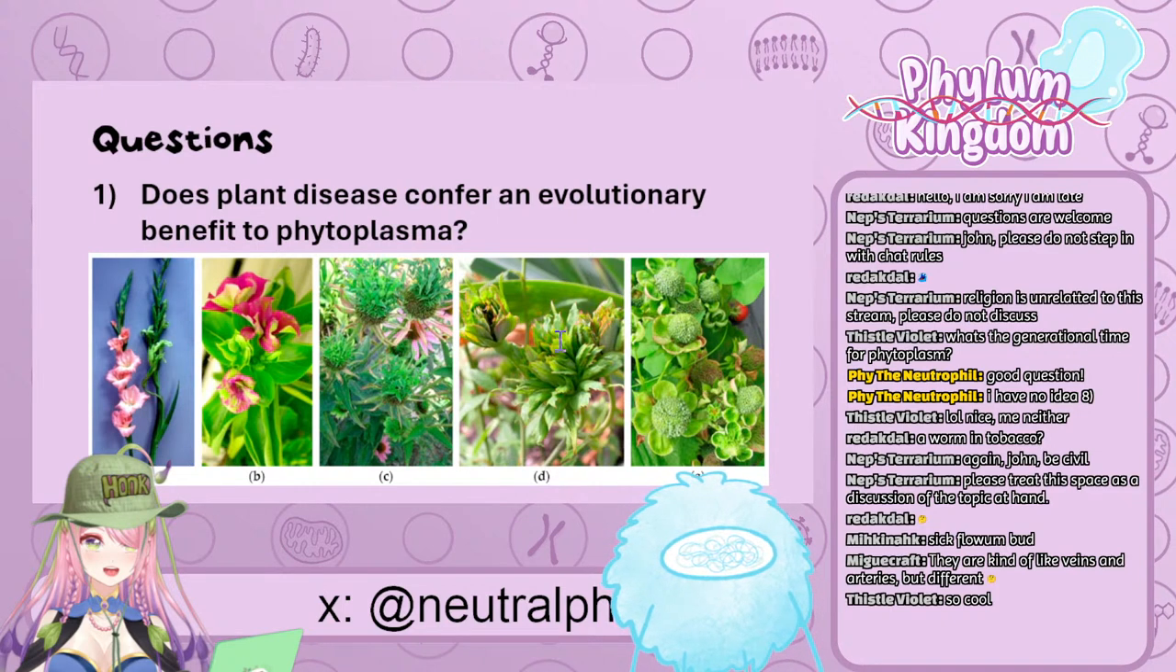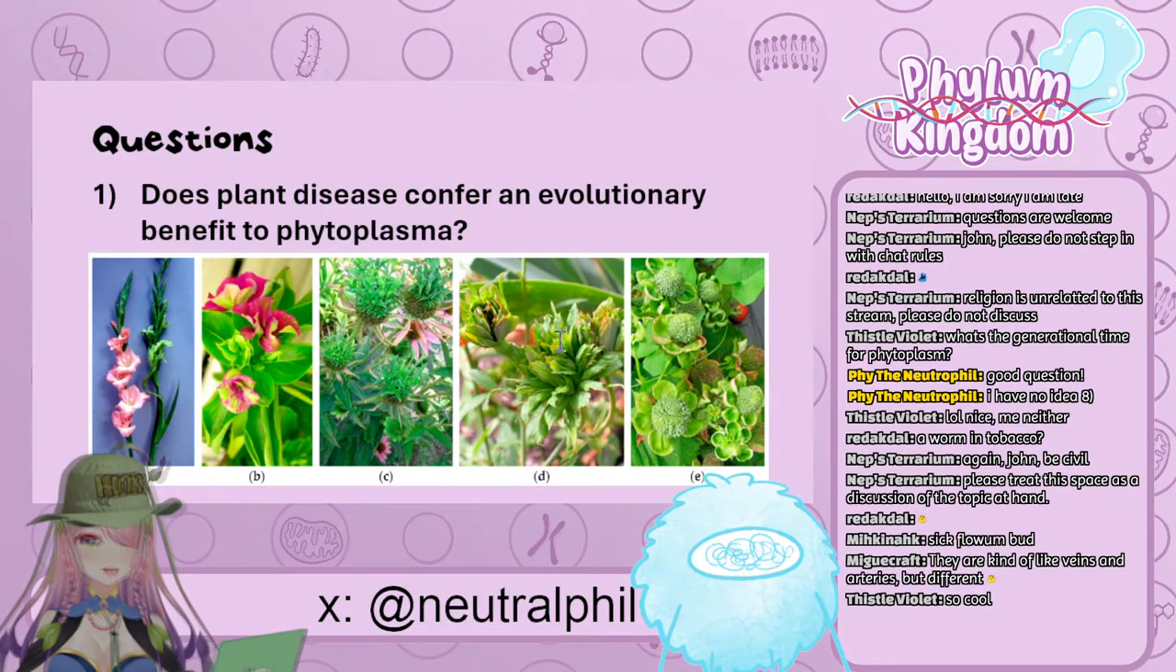So here we go. The symptoms of phyllody and virescence, where floral structures become leaf-like structures, turning green, becoming additional photosynthetic tissue. What it does is inadvertently lead to the production of more sugar.